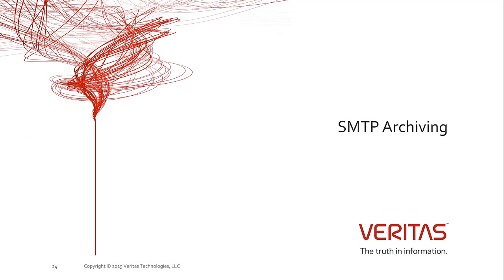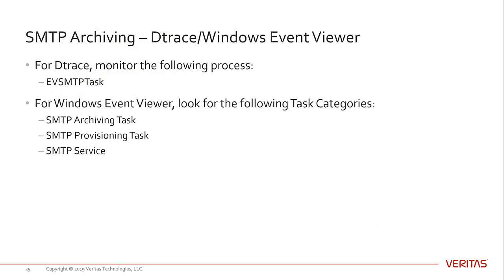SMTP archiving. Dtrace and Windows Event Viewer. For dtrace, monitor the following process: EV SMTP task. For Windows Event Viewer, look for the following task categories: SMTP archiving task, SMTP provisioning task, and SMTP service.